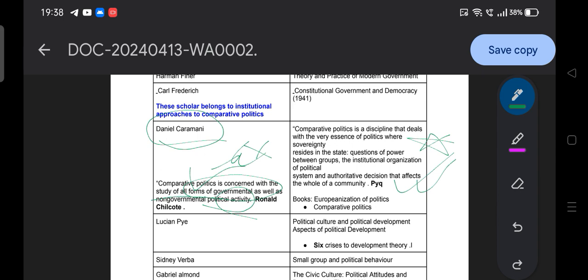Daniel Karamani is an important thinker in the study of comparative politics. The book Europeanization of the Politics is an important and famous book, and Comparative Politics is another. These are the two important books written by Daniel Karamani, and they can be asked in your examination. So please remember that.